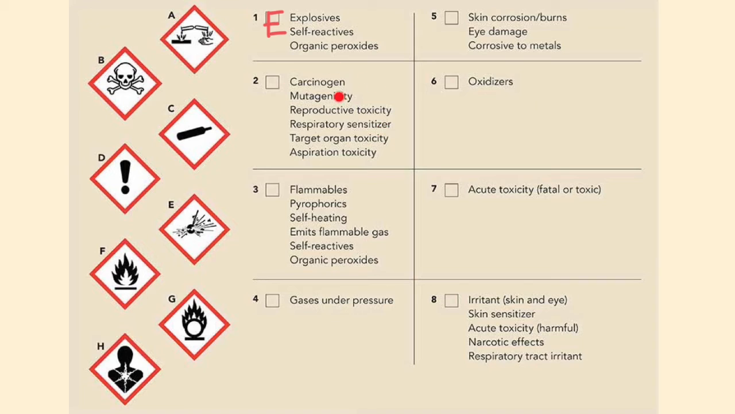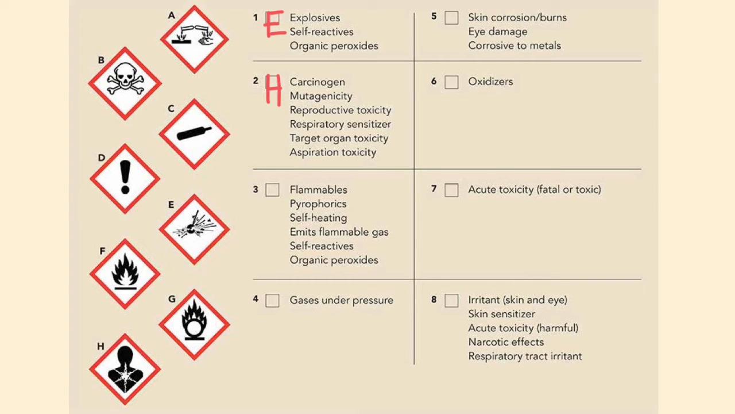Next variant: carcinogen, mutagenicity, reproductive toxicity, respiratory sensitizer, target organ toxicity, and aspiration toxicity. For example, again, if we choose only one term, reproductive toxicity, it would be hard to say which label means reproductive toxicity. But if we consider the rest, you would find that label H is the best suitable answer, which means all these possible harmful effects. So we put H here.